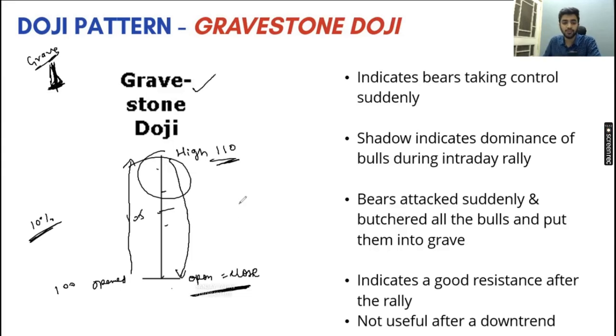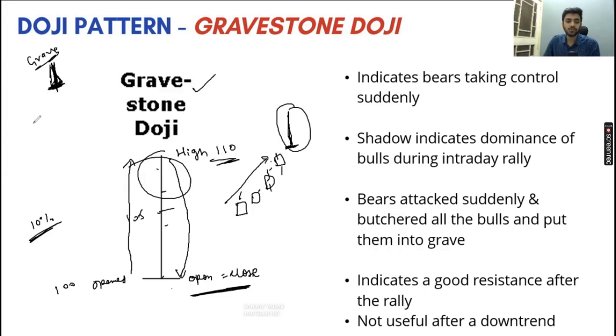For example, the trend was going very well on the upside, and then the bulls were very sure that the price is going up, so there are no chances that it will come back down. As a result, a lot of people went in at this time. The price went up, but the bears surprised all of them, who thought this would keep on going, and as a result it closed back here. The bears simply butchered all the bulls and put them back into the grave. And this indicates a good resistance after the rally.